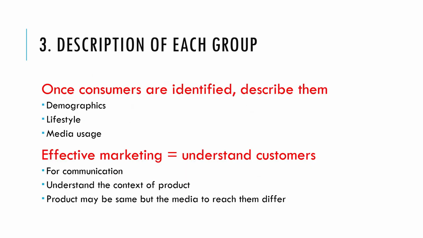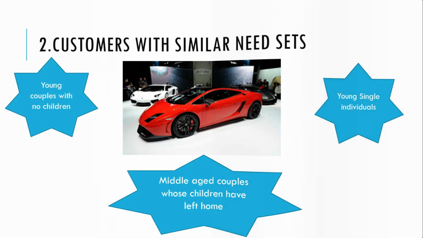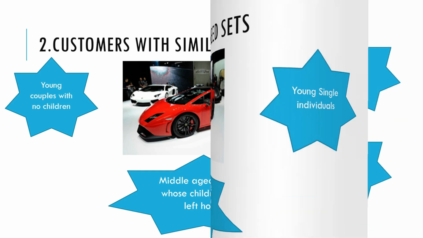Once we have clustered these different need sets, then we need to describe each group, which, as we have already seen, can be described in terms of the needs they are identified by, or according to their demographics, their psychographics, their lifestyle, their location, or maybe the media they are using to learn about the product. So we can have demographics like, as we have already seen, young couples with no children as one demographic, and middle aged couples as another demographic. So these can be different segments as well.